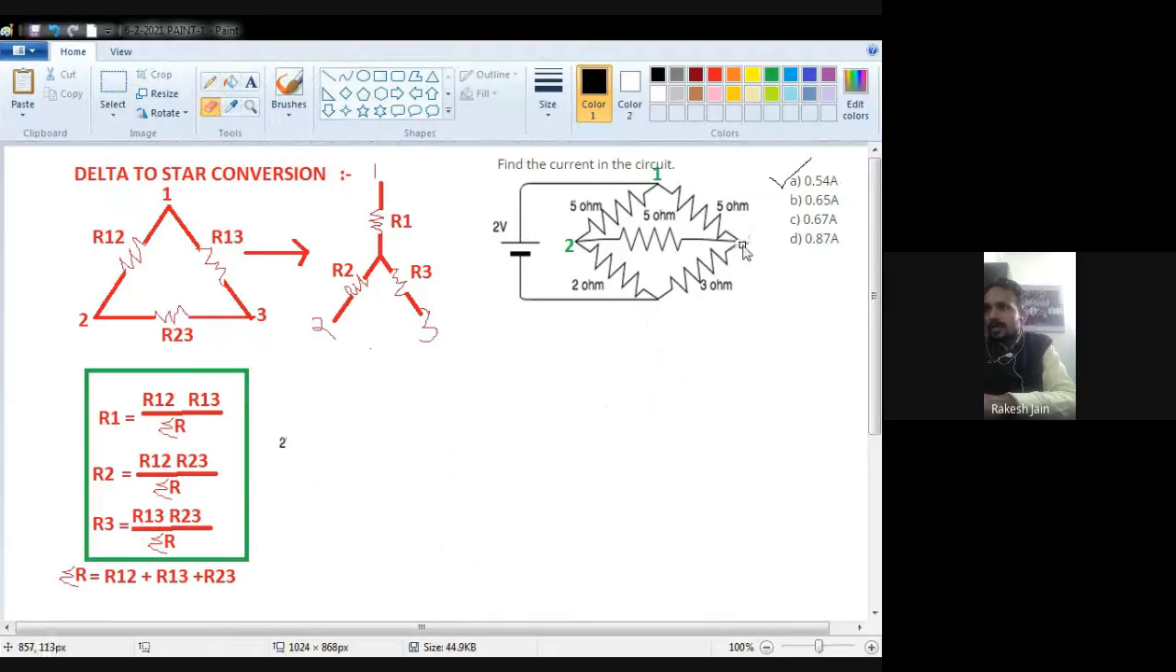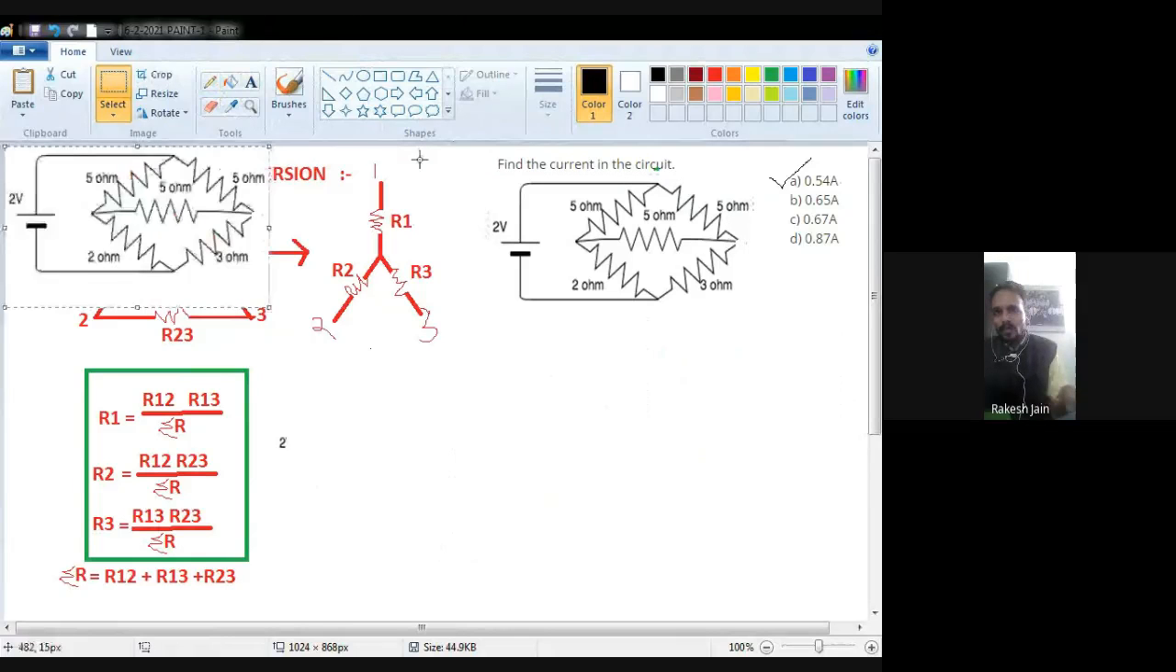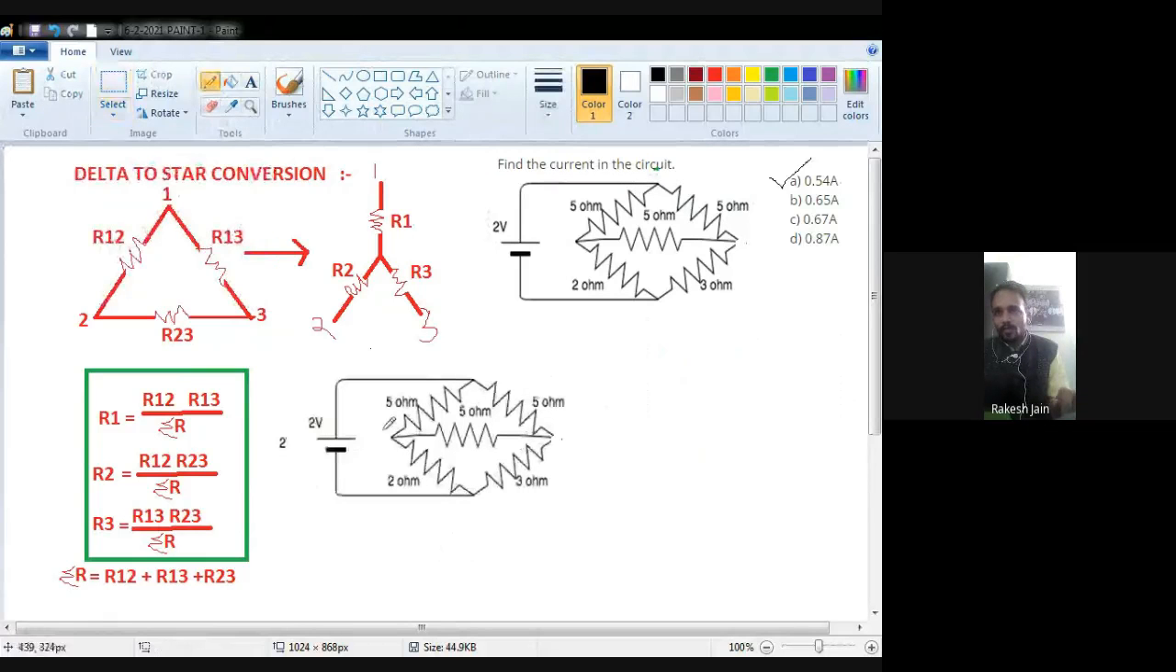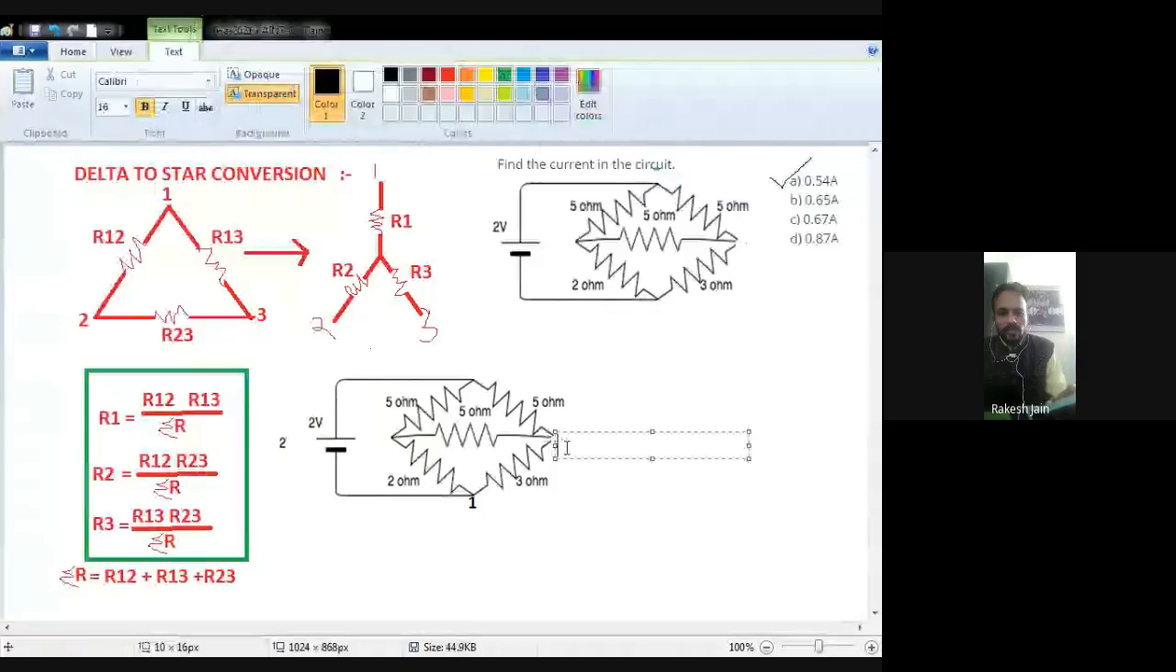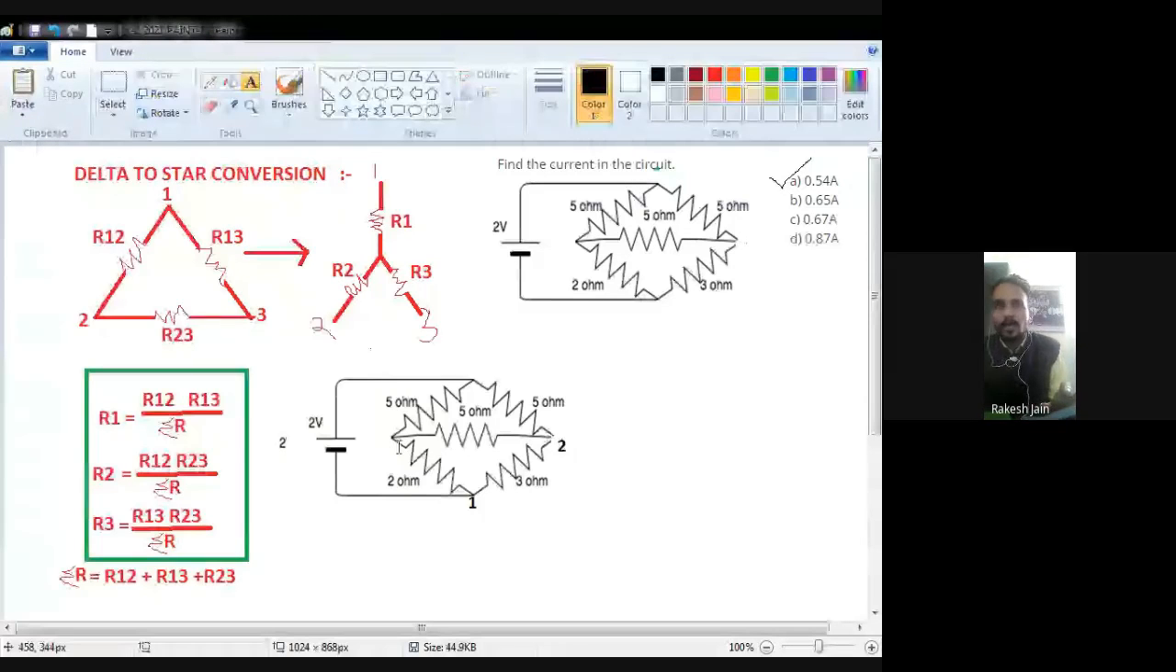Now what is your question? The question is, you have to find the current. So what is the current in the circuit? I know that current is equal to voltage divided by resistance. So it will be equal to voltage 2 volt divided by resistance 3.72. So 2 divided by 3.72 is equal to 0.537, so that is 0.54 ampere.